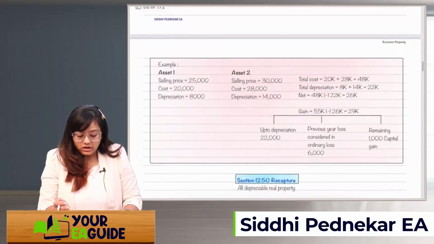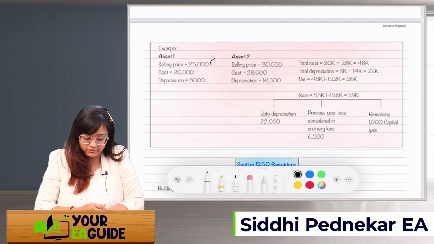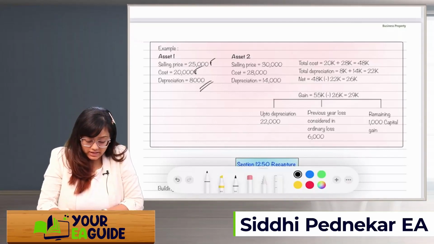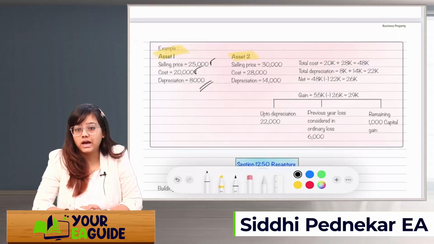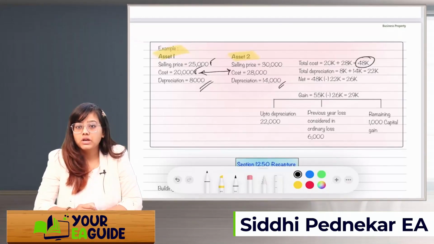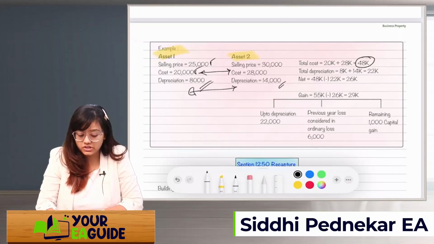All right. Let's take one example. If the selling price is 25,000, cost is 20,000, and the depreciation claimed on the asset is 8,000. We are selling two assets. This is regarding the first asset. Let's see the second asset. The selling price is say 30,000, cost is 28,000, and depreciation charged on that second asset is 14,000. So I can say my total cost is 20 plus 28, 48,000, and my total depreciation claimed on these two assets is 8,000 plus 14, which is 22,000.